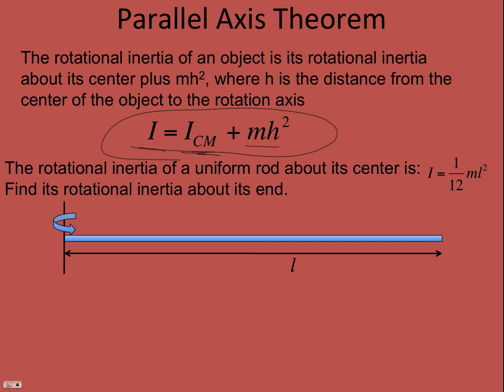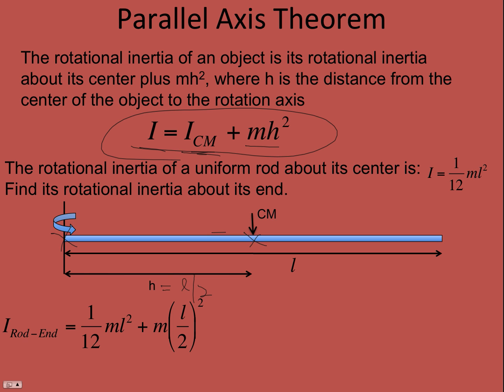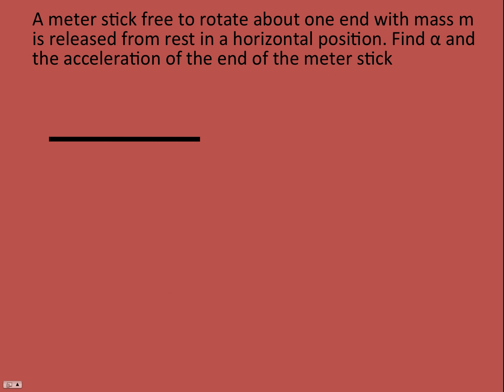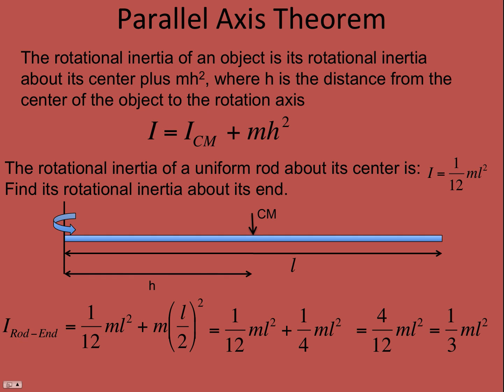So here's an example. There's a rod of length L, and we're going to rotate it about its end. And so h is the distance from the center to the rotation axis. So h is L over 2. And so for a rod about its end, it's about the center, 1/12 mL squared, which is given, plus mh squared, where h is L over 2. You can see that'll simplify. We can combine those two and get 1/3 mL squared.